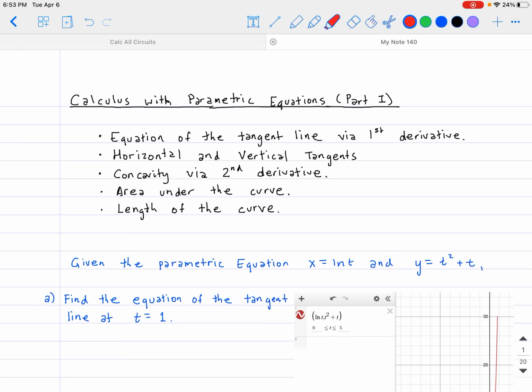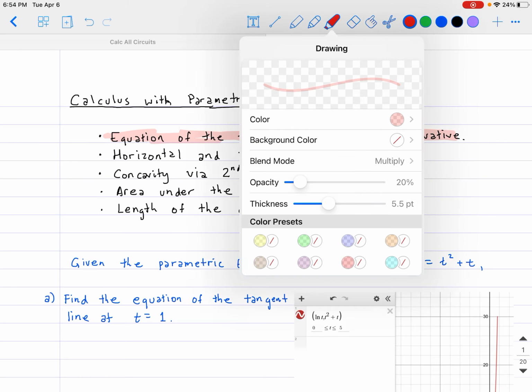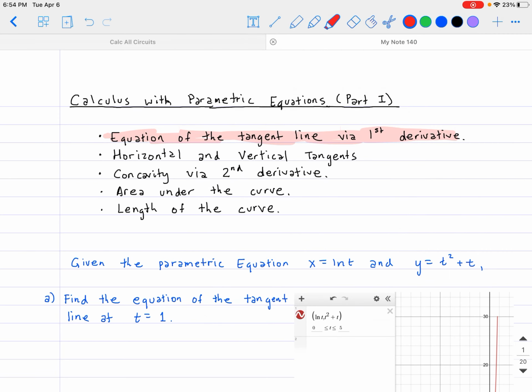So here we have a list of things that we're going to apply to our parametric equations. The first one is finding the equation of the tangent line via the first derivative. That is a Calculus 1 section. If we're given the parametric equation, how do you find the equation of the tangent line? The second one is to find where you have a horizontal and vertical tangent line with the parametric equation. Again, Calculus 1 stuff. Next, we're going to look at the concavity via the second derivative with those parametric equations. Afterwards, the area under the curve of the parametric equation, and finally the length of the curve via the parametric equation. So those are the five, part one of the applications in this case.